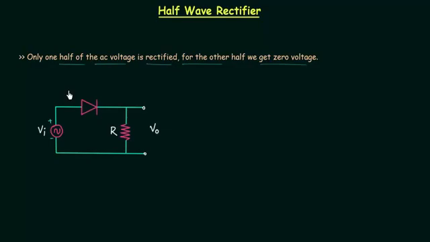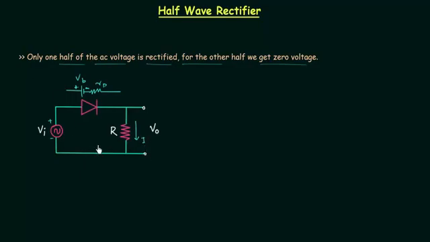I will replace the diode with its equivalent model. I am considering piecewise linear model, and in case of piecewise linear model, we replace the diode with barrier potential and the diode resistance RD. This is the polarity of barrier potential, and let's say current through the resistance R is equal to I.